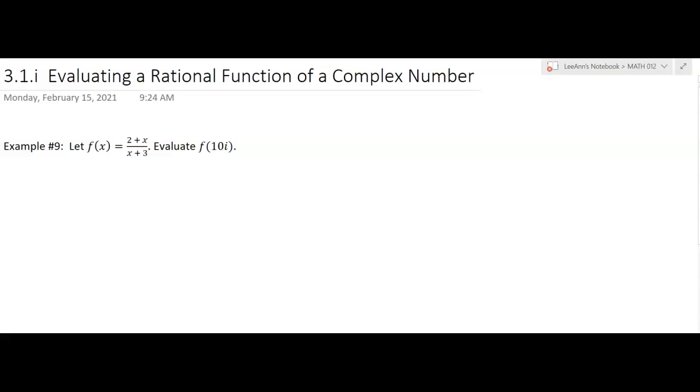So in this problem, they want me to evaluate this function at f of 10i. So here's the function. I'm putting 10i in for x. So I'm going to do that here and also here. So let me rewrite this.